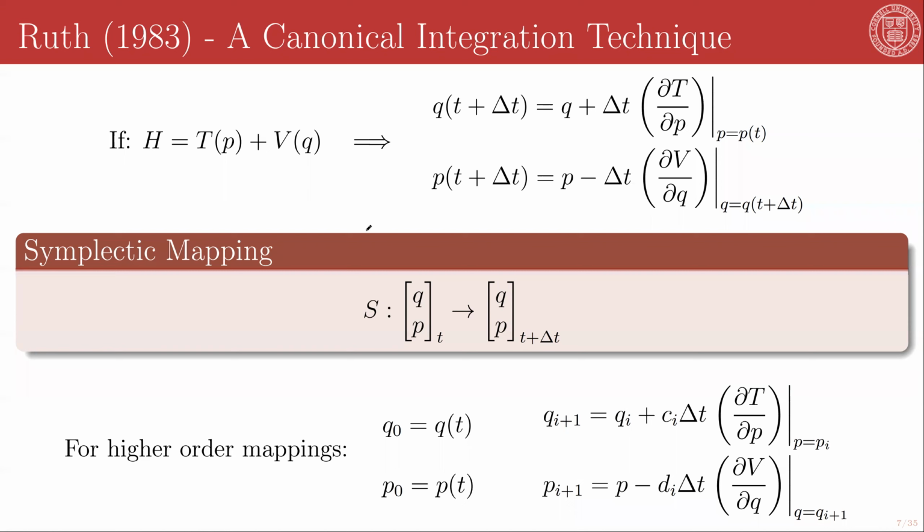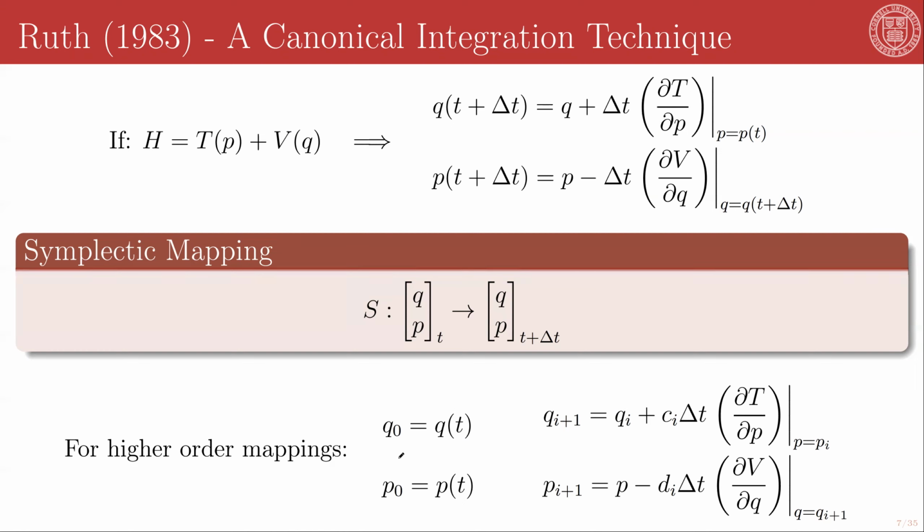So the basic symplectic mapping for this case, where the Hamiltonian can be separated in this fashion, is given by this S mapping. (q,p) at a time t is propagated to (q,p) at a time t plus delta t, with these two being taken in turn. This is a first order scheme, but we can find arbitrarily higher order schemes as compositions of these symplectic mappings.